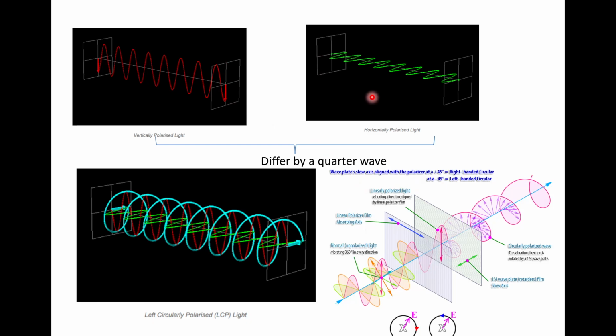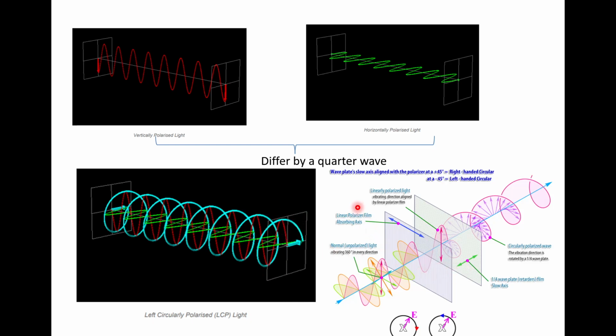Whenever you have any phase difference, that is given by how much one wave is lagging or leading the other. So if you see that it is 1 by 4th, the wavelength of this is 1 by 4th of the wavelength of the vertically polarized light, then this circularly polarized light, this helix-like movement of the light, occurs.